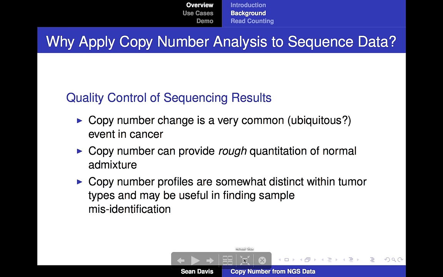And the copy number estimation can provide a quantitation of how much normal admixture is there, to let us know essentially how small the needle we're looking for actually is going to be. And finally, copy number profiles are somewhat distinct within tumor types and certainly within samples, and may be useful for sample identification, and I'll show an example of that later as well.